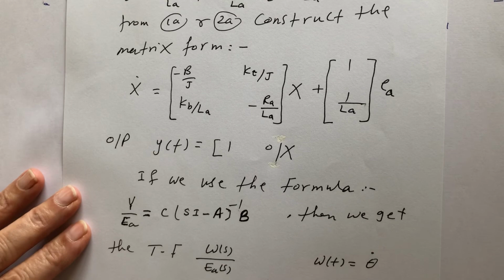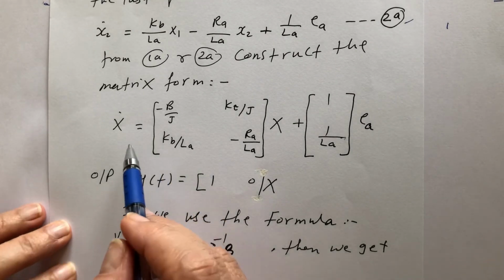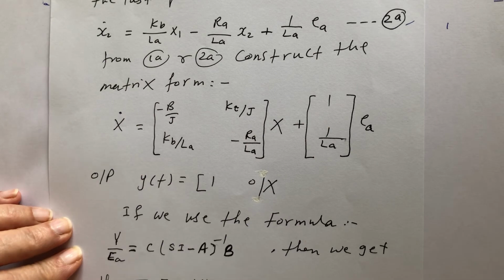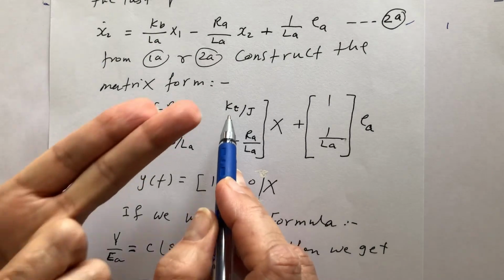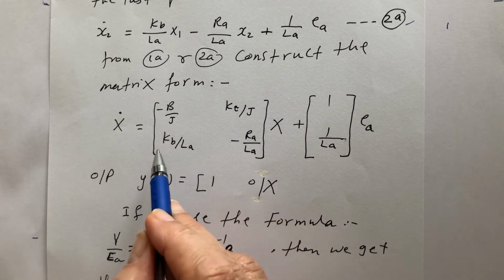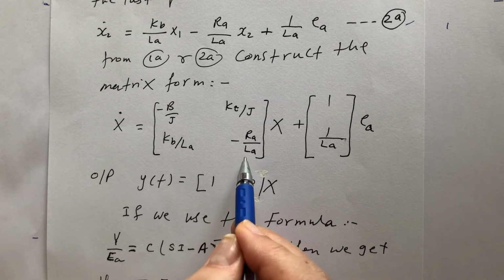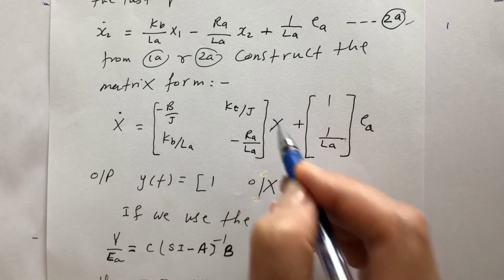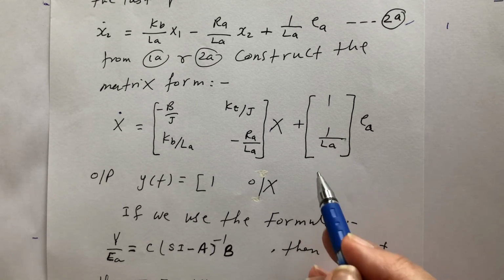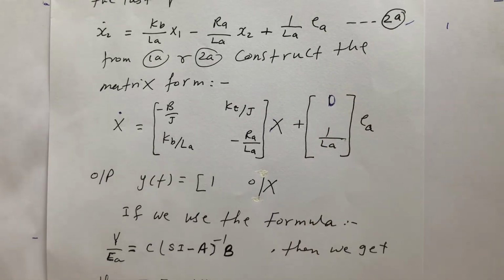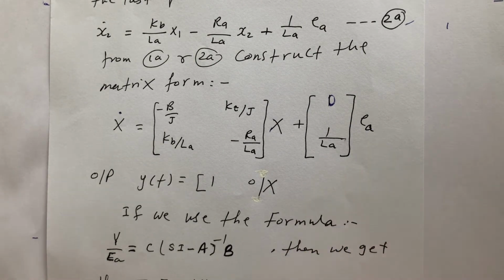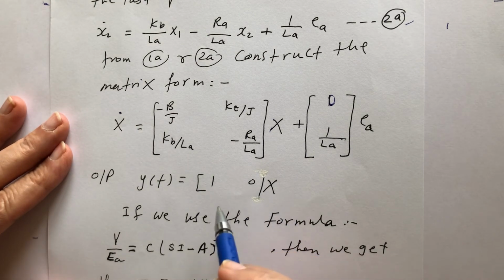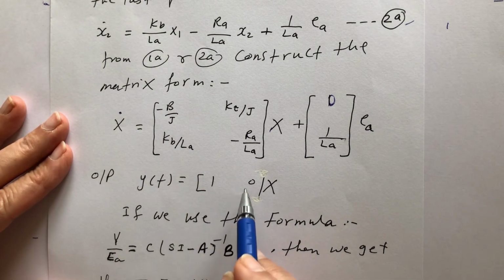Now put them into matrices. I'll have this form. x dot equals minus B over J, K tau over J, KB over LA, minus RA over LA, times x, of course the states, plus 0. This is 0. I have no input in the first equation. 0 and 1 over LA, times EA. The output we said is equal to x1. So y equals 0, 1, times x. So y is equal to x1.